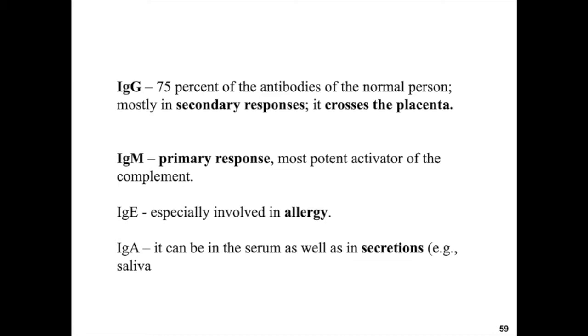IgG crosses the placenta, and this will be very important to provide the newborn with protection for as long as the IgG lasts, which is normally thought to be around 6 months of the infant's life. IgE is important for allergies and parasitic infections. And IgA is not a very strong immunoglobulin, but it shows up in secretions such as saliva and milk too.